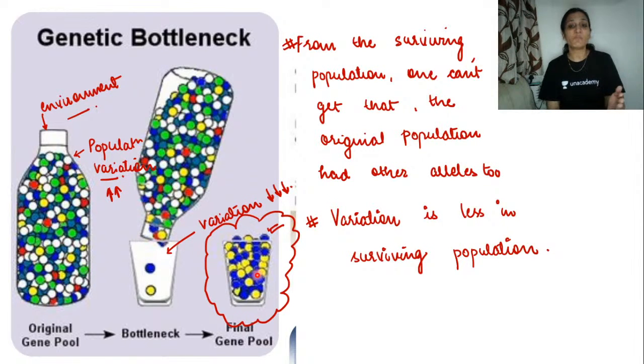So from the surviving population, you cannot understand the original one. Can you make out from this glass what the original population was made up of? Can you tell me that originally it was also made up of white, green, and red? No, not at all. You cannot get any hint about the original population. And variation is becoming less. Initially it had 5 colored beads, now just 2. Here the beads are related to the alleles of a particular gene, so now the gene has fewer alleles. So variation is less in the surviving population.